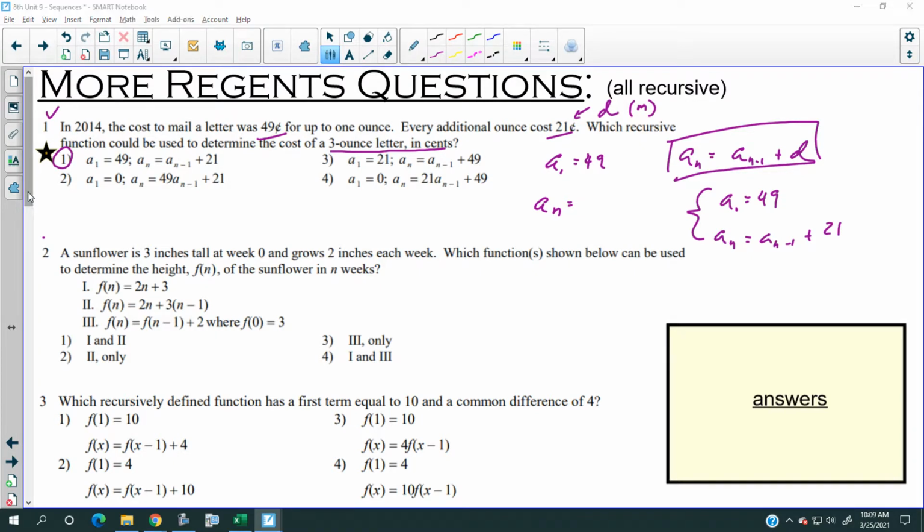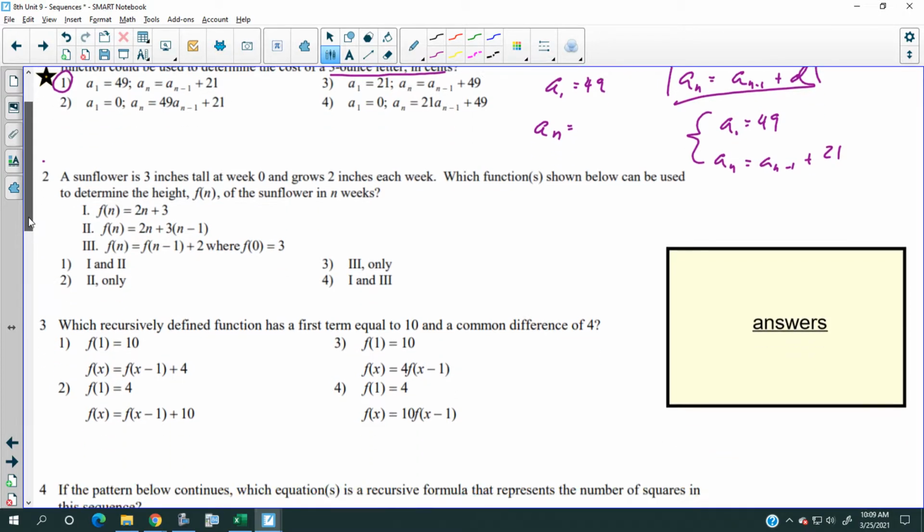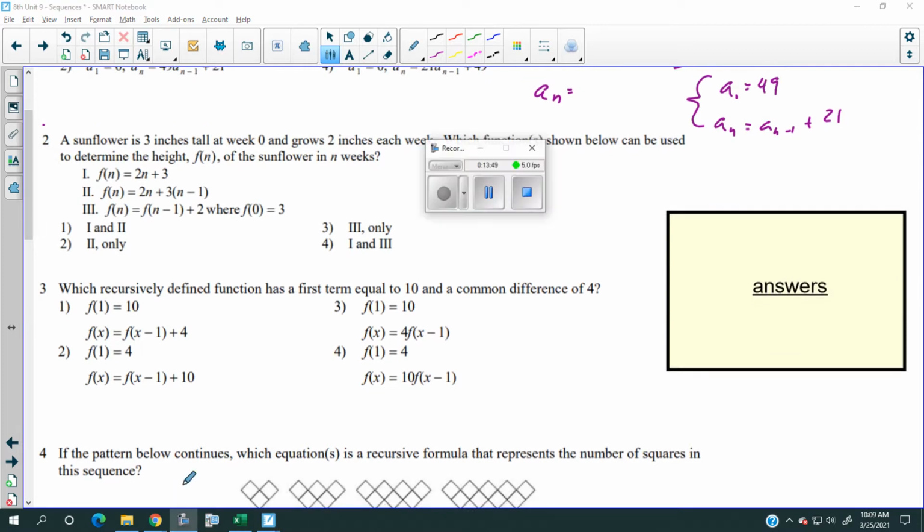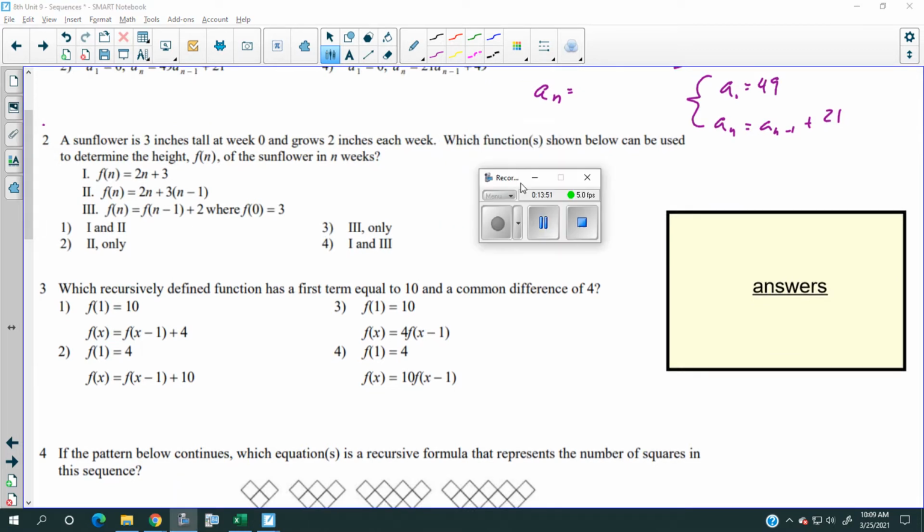Now what I'm going to do is show you 2 and 3 right now. So press pause, and do 2 and 3 right now. Press pause, and then afterwards, I'm going to show you a few more questions all the way at the end. I'll show you the answer key. Okay? So press pause right now.